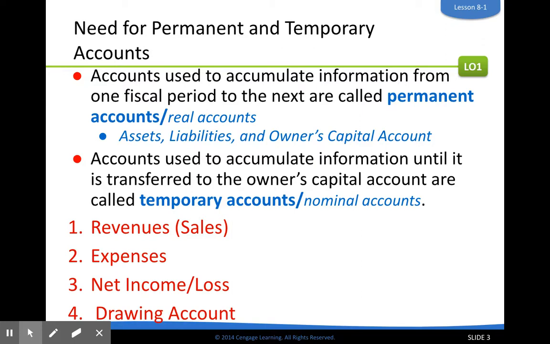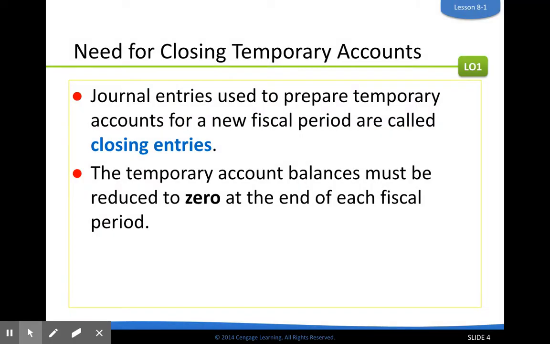These 4 accounts, revenue, expenses, net income or loss, and the drawing account, need to be started fresh every fiscal period. In order to do that, we need to close them out at the end of the year. Closing entries are the journal entries used to prepare temporary accounts for a new fiscal period. Those temporary accounts that we just talked about, that we want to start with a 0 balance, we need to do something called closing entries.